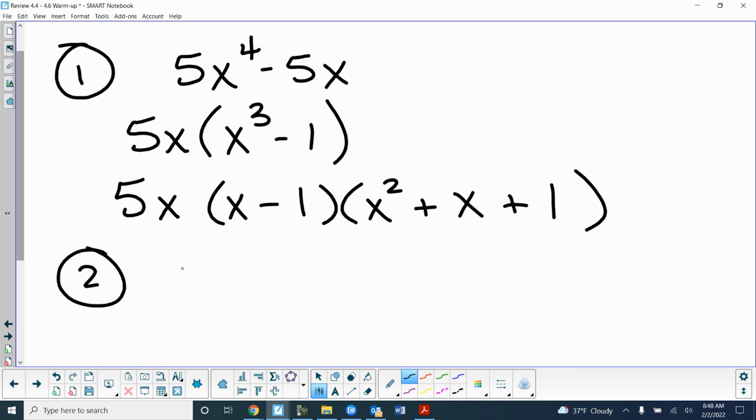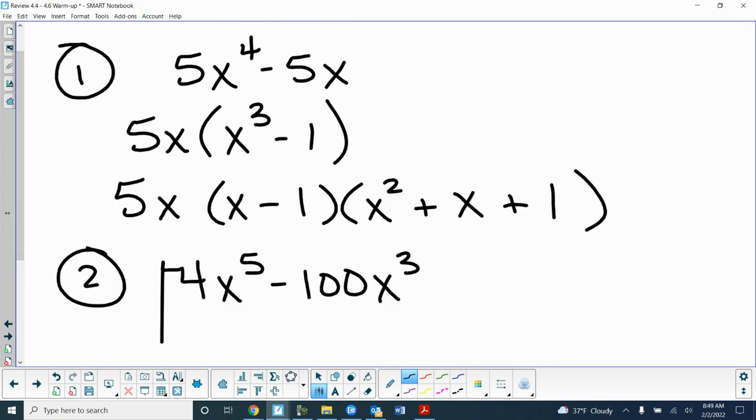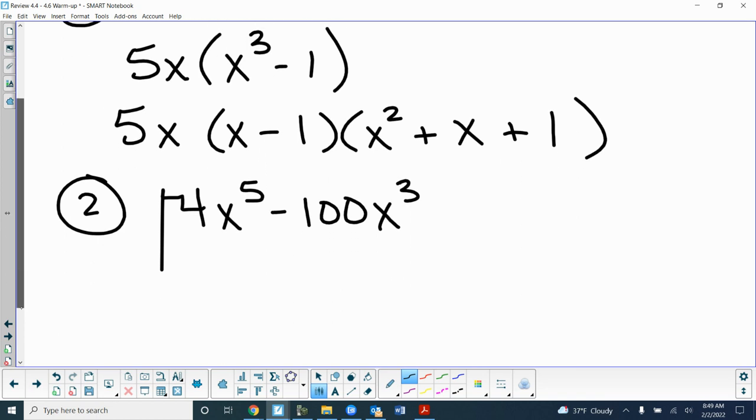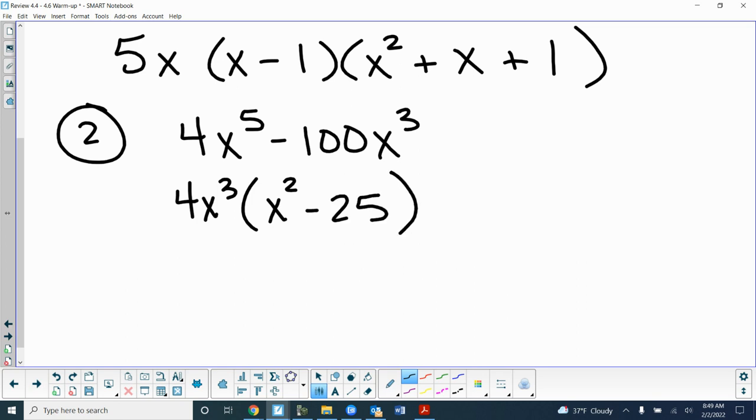Number 2, is there a GCF? Yes, 4x cubed. All right, so we pull the 4x cubed out. And then 4x to the fifth divided by 4x cubed is 1x squared. And 100x cubed divided by 4x cubed is 25, and it's negative because it was minus, right?